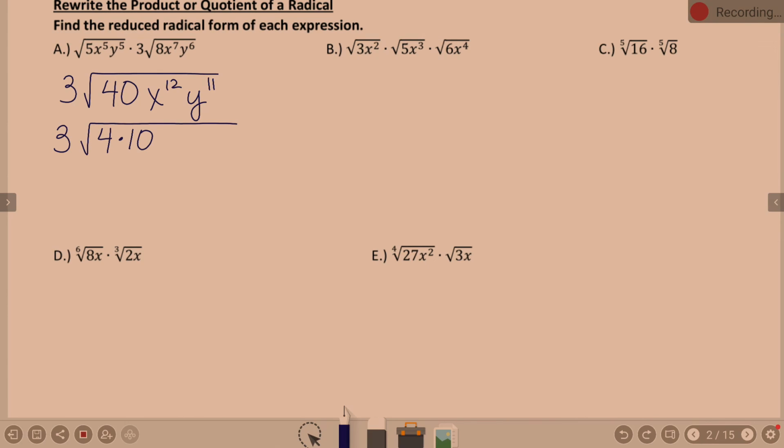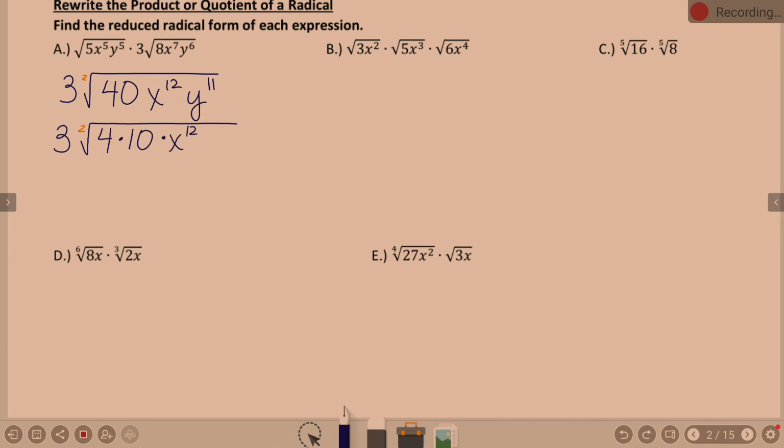x to the 12th. Am I going to be able to take the square root when the time comes? We're in square root world, so we just have to be able to divide by 2. 12 divided by 2, yep. So I'm going to just leave x to the 12th as is.